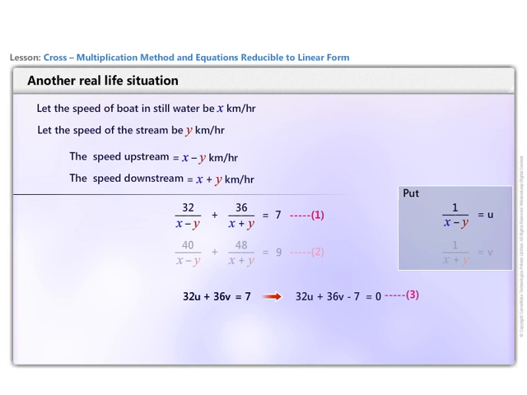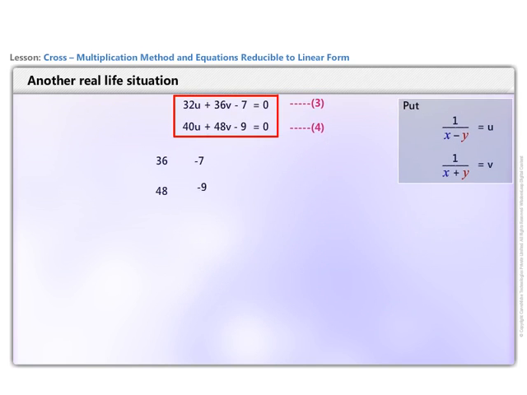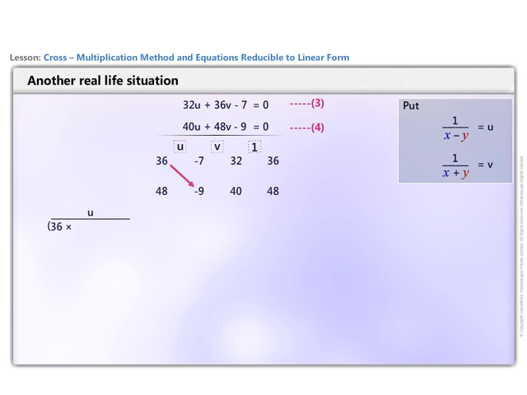Rita travels 300 kilometers to her home partly by bus and partly by car. She takes 4 hours if she travels 60 kilometers by bus and the remaining by car. Let the speed of the bus be x kilometers per hour and the speed of the car be y kilometers per hour. Rita takes 4 hours if she travels 60 kilometers by bus and the remaining by car.